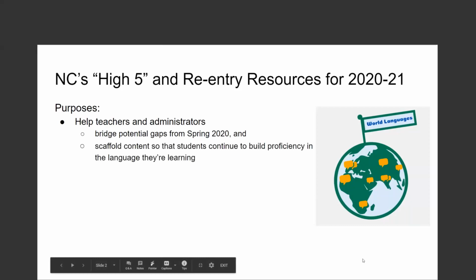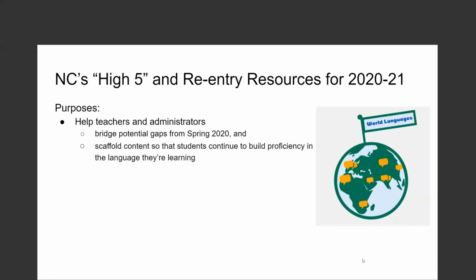We're also going to talk about scaffolding content so that students can continue to build their proficiency in the language they're learning without having to go back and repeat or redo learning that might have been lost in the spring. We want to make sure students are always moving forward and working on the proficiency they need for the courses that they're currently in. So we're going to talk about condensing that, making it more concise, and being able to deliver it in a way that works for teachers and for students.